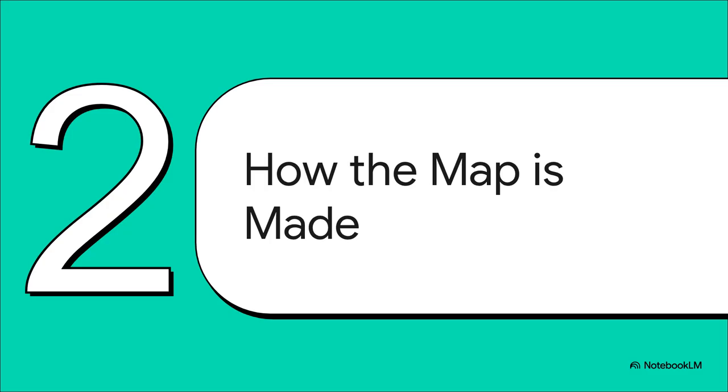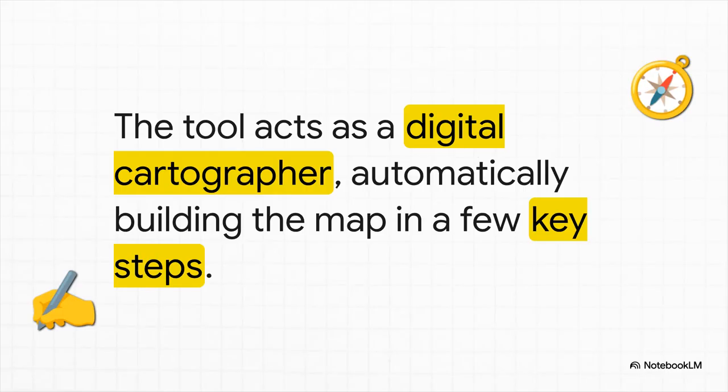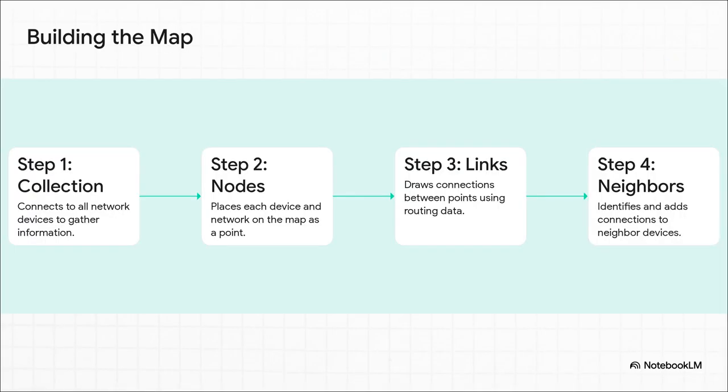Let's get into how this map is actually made. You can think of this tool as a kind of digital cartographer, a map maker for the internet. But here's the cool part. Instead of sending out teams with survey equipment, it builds the map automatically and really intelligently in just a few key steps. So here's the process. Step 1 is device collection. The tool goes out and connects to all the network gear, the routers, the switches, and basically asks, hey, who are you and who do you talk to?